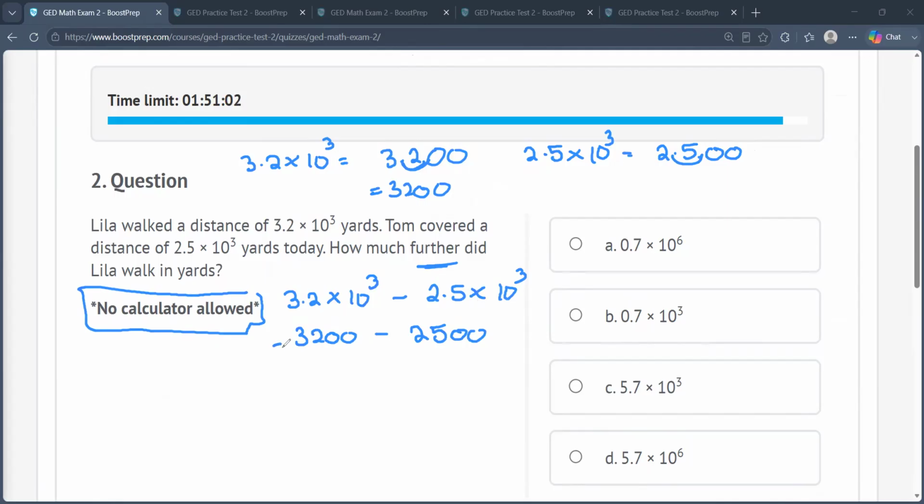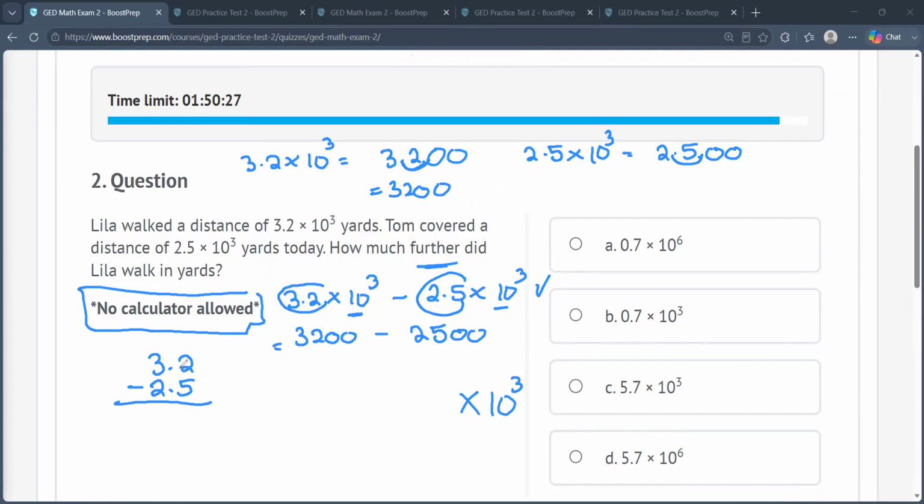The other way you could have done it is because they're both to the 10 to the third, and if you look at all our choices, they are in scientific notation form. I'm just going to stick with this method. Because they're both to the 10 to the third, I don't have to worry about the 10 to the third. So your final answer will have a 10 to the third. And then all you got to do is subtract these decimals, 3.2 minus 2.5. And how do you subtract or even add decimals? Yes, you got to line the decimals up correctly.